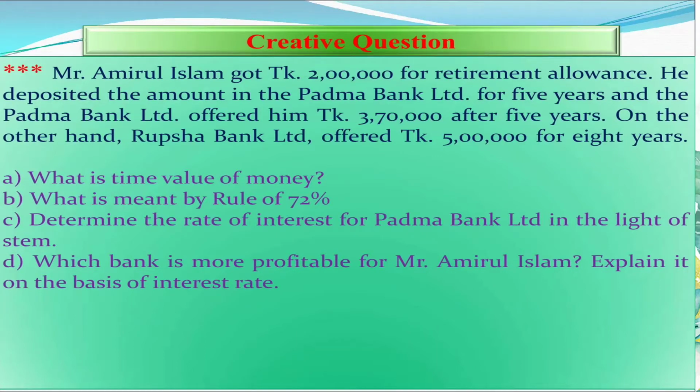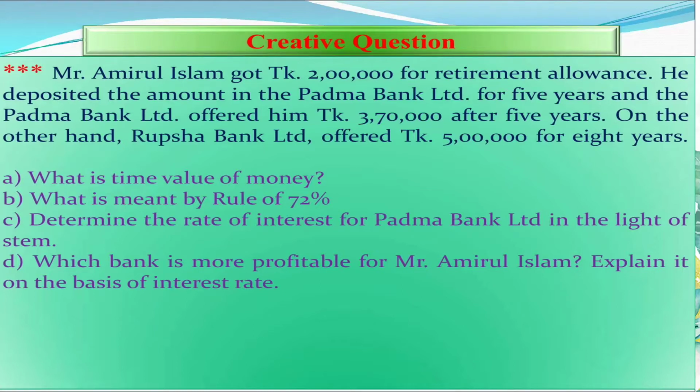So the first question is what is time value of money. The second question is what is meant by Rule 72. Question number C is determine the rate of interest for Padma Bank Limited in the light of STEAM. And D, which bank is more profitable for Mr. Amirul Islam? Explain it on the basis of interest rate. So before solving question number C and D, we need to first solve question number A and B.